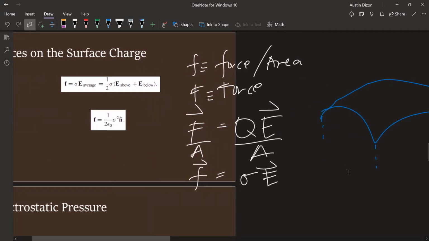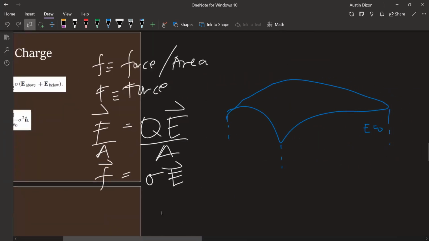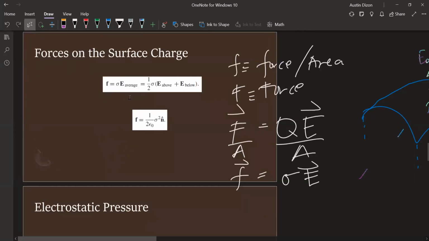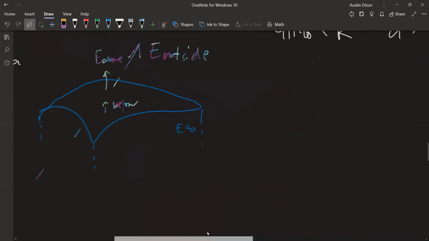Anong kukunin natin na electric field if tinapatan natin siya ng, say, meron kang field outside? Diba? Kung meron kang field na outside, syempre, meron kang E above, at meron kang E below. Okay? So, anong kukunin natin dito sa dalawang to? If there is a field outside, then the answer would be the average. Okay? So, bakit ba average?